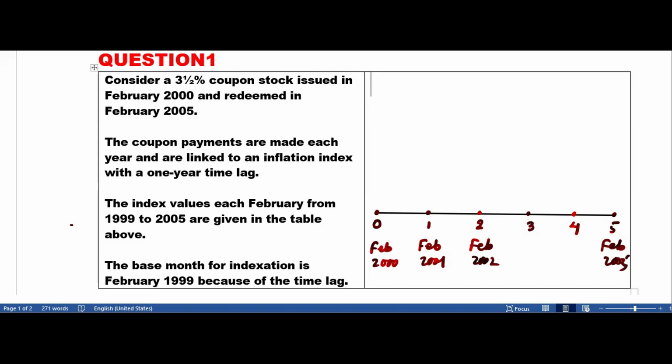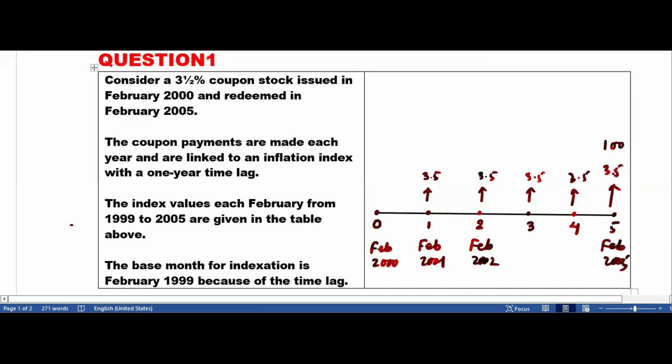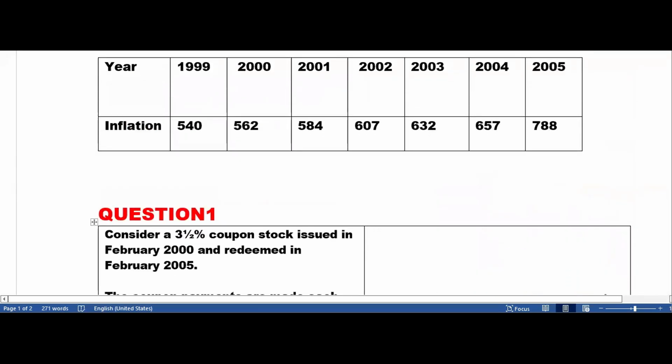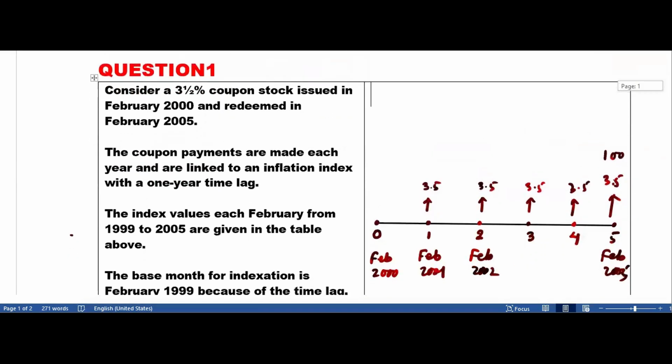The coupon payments are 3.5 here, 3.5 here, 3.5 here, 3.5 here, and 3.5 plus redemption 100. The base month for indexation is February 1999. We'll use that later. Now, the index values each February from 1999 to 2005 are given in the table. If you see the table here, from 99 up to 2005, the values are given.